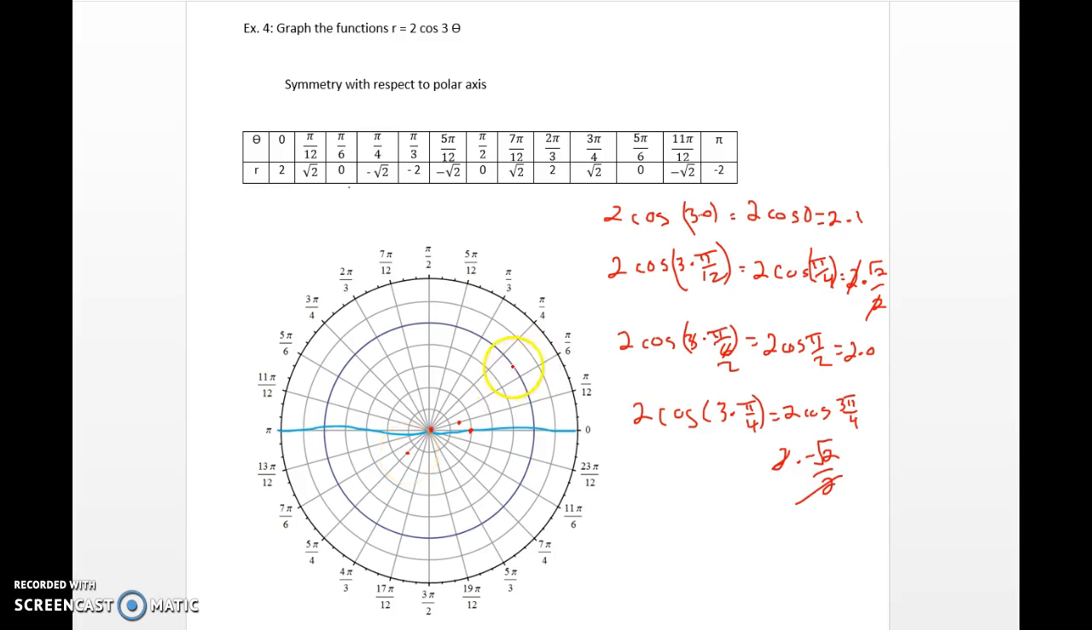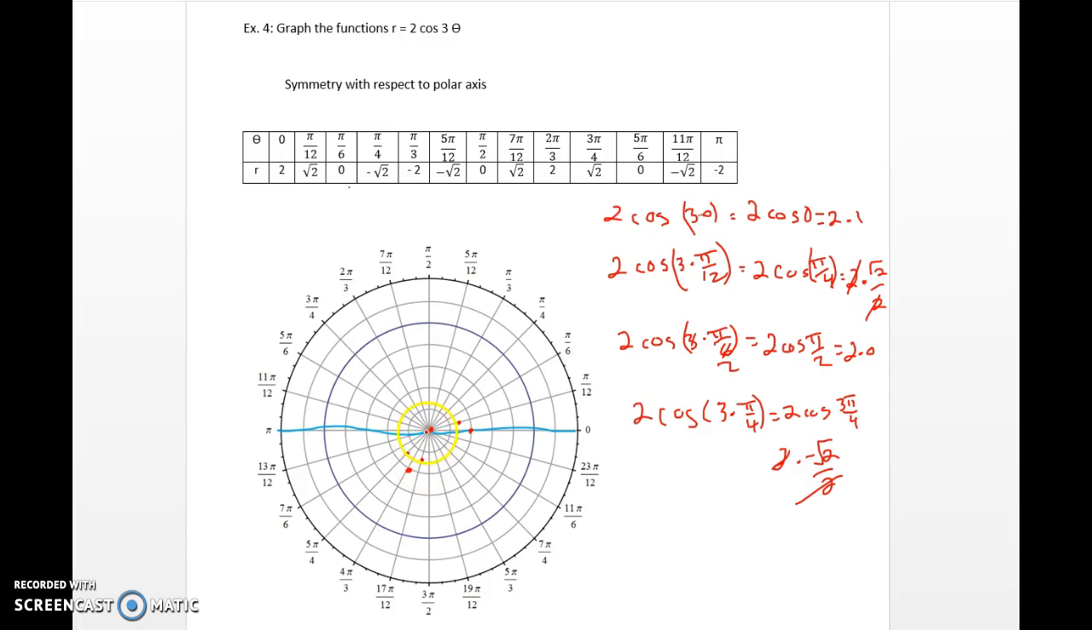When theta is pi over 3, we get r is negative 2. So again, we have to flip it until we get 4 pi over 3, and that's going to be at 2. When theta is 5 pi over 12, r is negative root 2. Again, flip or add 180. I like to think about it as flipping your angle. And that's going to be 17 pi over 12, with a root 2, which is 1.4.